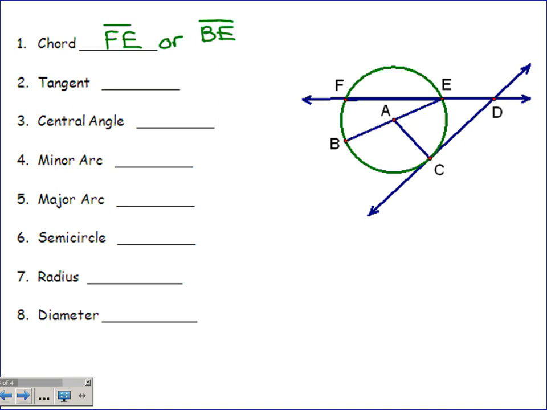You will basically just have to pick one of them and write it down on your homework. You only have to pick one. Tangent. A tangent is a line on the outside.